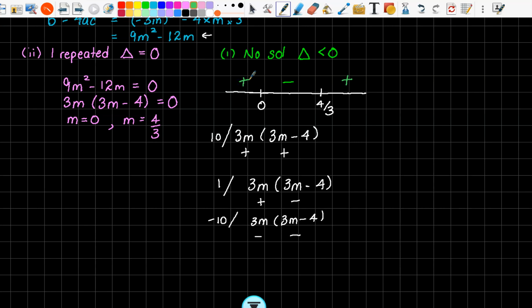So therefore, when is it going to be less than 0? When it's in between 0 and 4/3. So when m is less than 4/3 and when it's greater than 0. And the last one then, as we did before, we can just solve without any calculations because it's in this section here and this section here. So we say that mathematically by saying m is greater than 4/3 and m is less than 0.